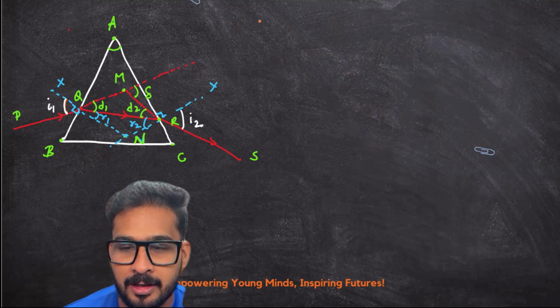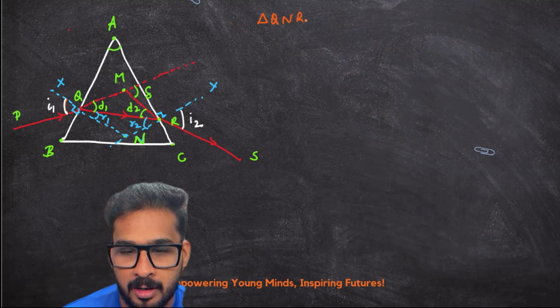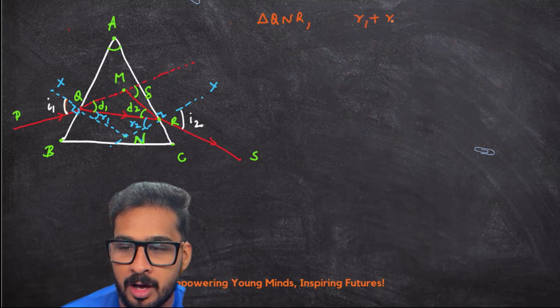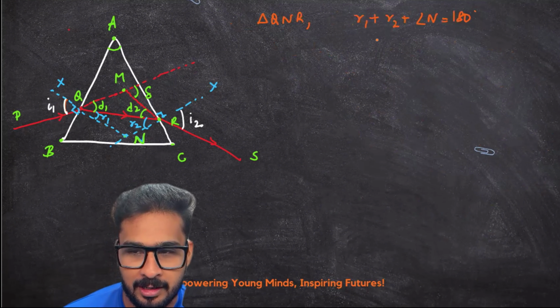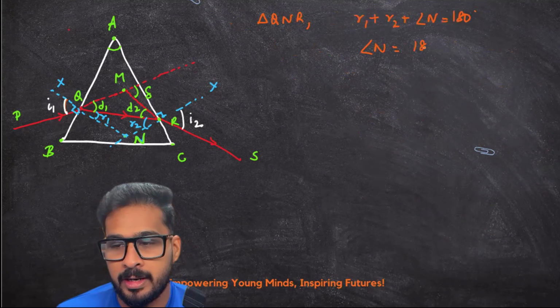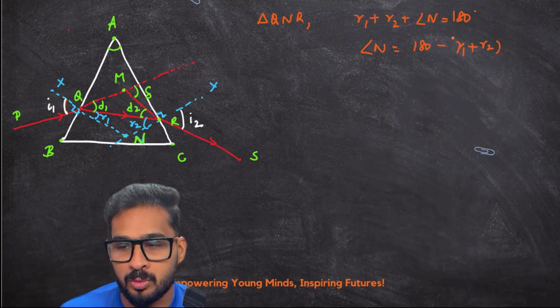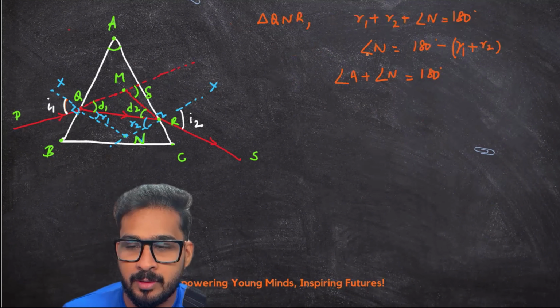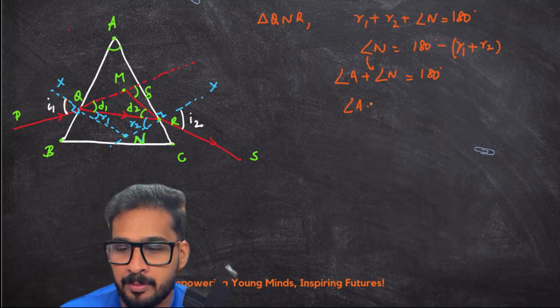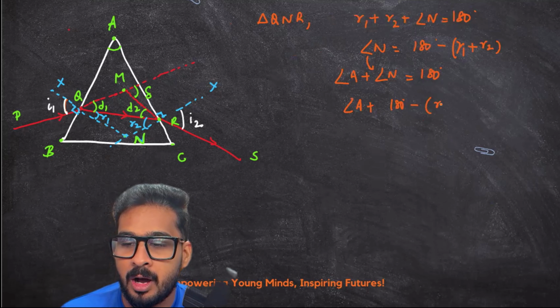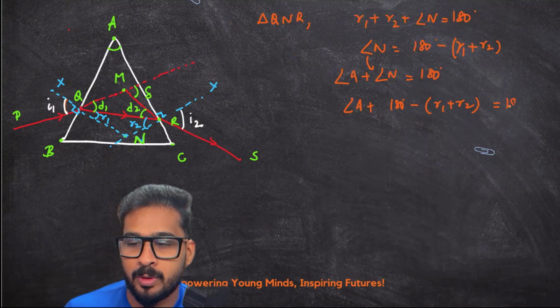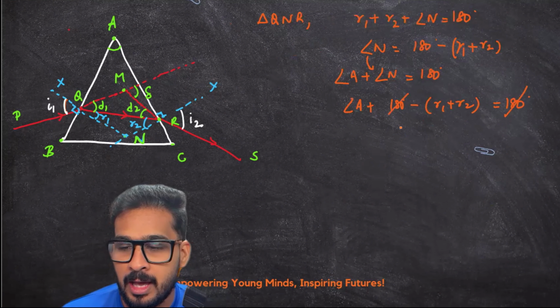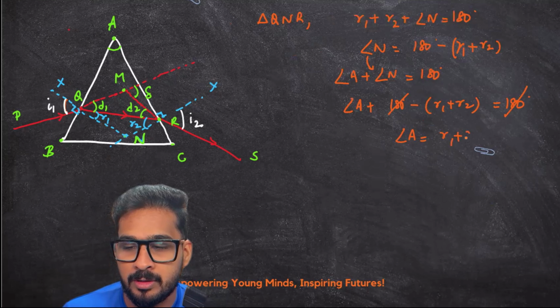Now consider the triangle QNR. Here R1 plus R2 plus angle N is equal to 180 degree because of the angle sum property of the triangle. Angle N can be written as 180 degree minus (R1 plus R2). So from the result obtained in the previous step, angle A plus angle N is equal to 180 degree. Substitute the value of N here. Angle A plus 180 degree minus (R1 plus R2) is equal to 180 degree. Cancelling on both sides, angle A is equal to R1 plus R2.